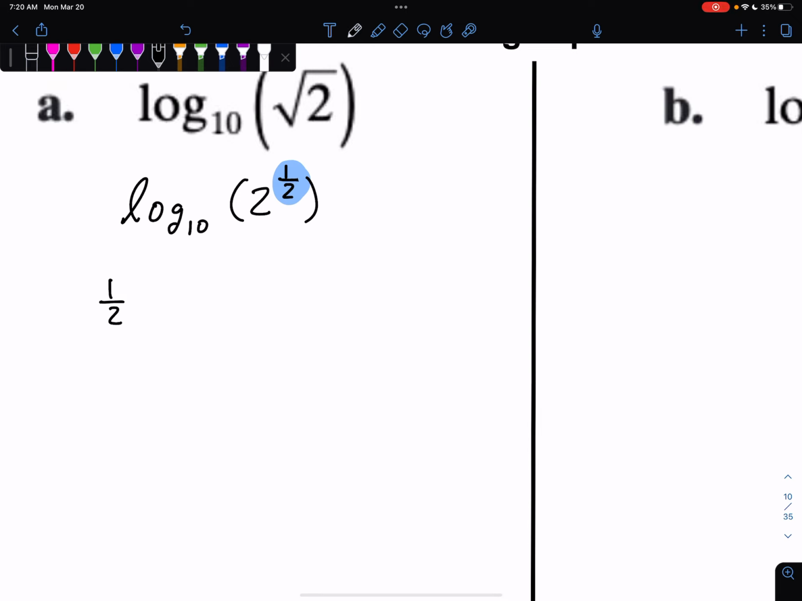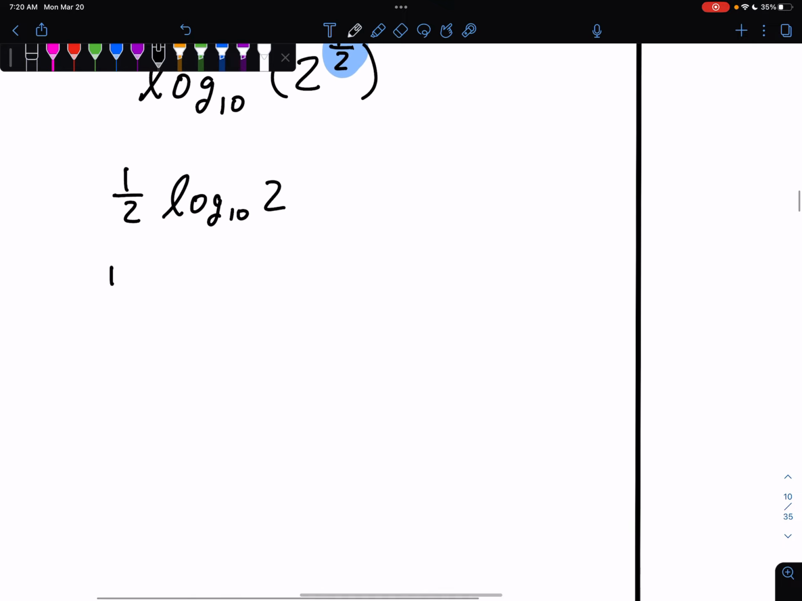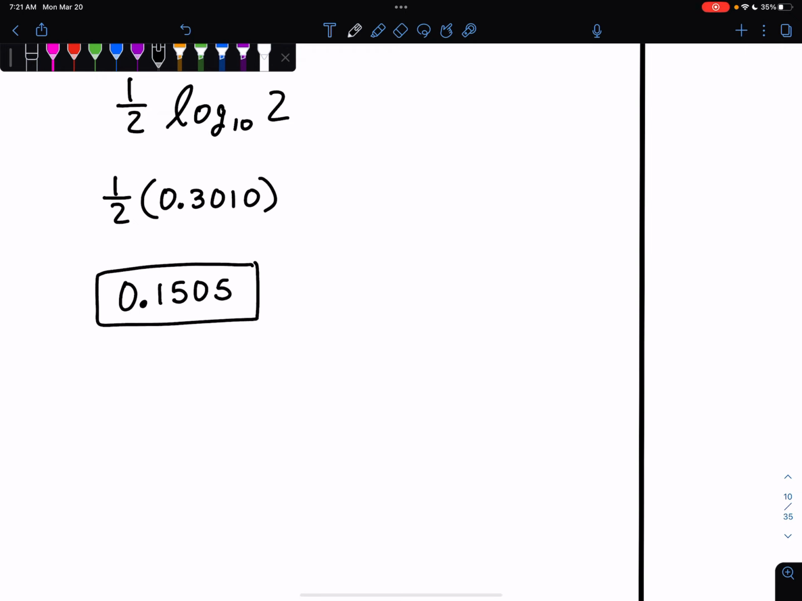So 1/2 times log base 10 of 2. Log base 10 of 2 we can do in our calculators. So this is going to be 0.3010, I believe. So 1/2 would be 0.1505. That's what you should have.